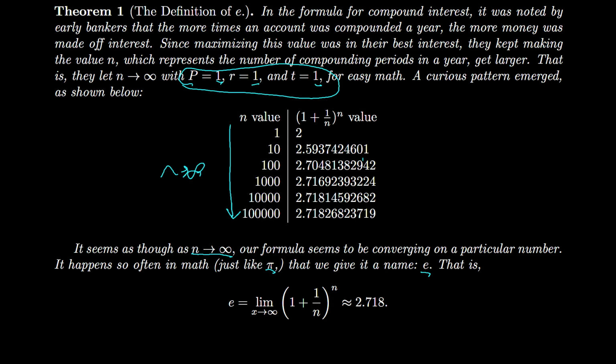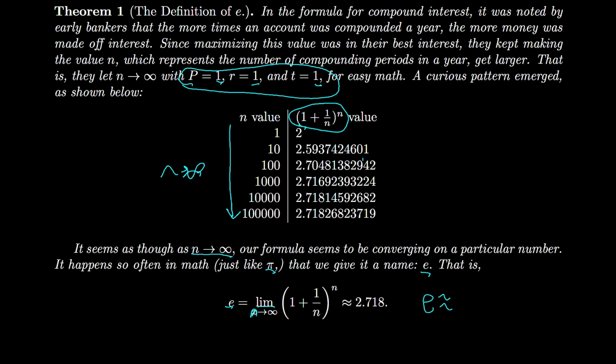Pi is 3.14159265, about. E is the limit as x goes to infinity, and when I say x, I mean n. So limit as n goes to infinity, of 1 plus 1 over n to the n. That is, this thing. As n goes to infinity, this is just the fun calculus way of saying that we get about 2.718. So the takeaway from this is this.